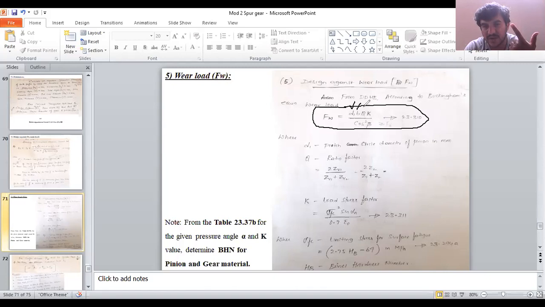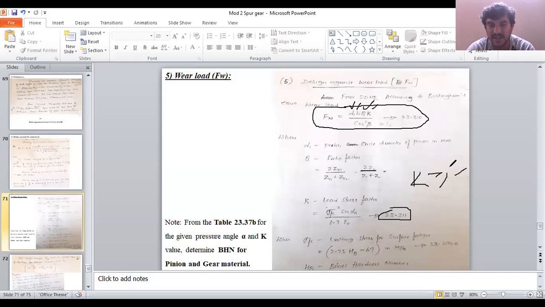Q is what? The ratio factor, that is 2 times Zv2 divided by Zv1 plus Zv2. Consider either virtual teeth or actual teeth: 2 times Z2 divided by Z1 plus Z2. What is K? It is the load stress factor. If I know the hardness number, then we determine the K value by referring to equation number 23.32. If you don't know the hardness number, we determine the K value from conditions.